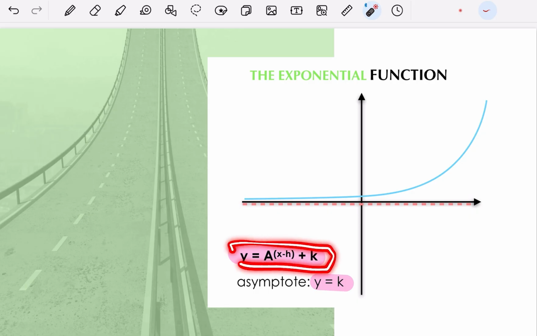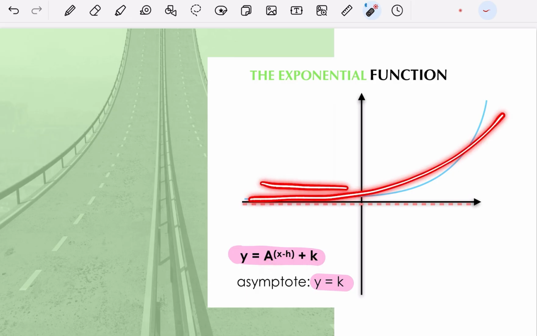This is the general function of it. So y equals a to the power of x minus h plus k. H and k are just your left and right translations. A is going to be a base, and that'll determine how fast or slow the graph is going to grow. The key thing to know is your asymptote, which is y equals k. That is going to determine where your graph is going to sit.